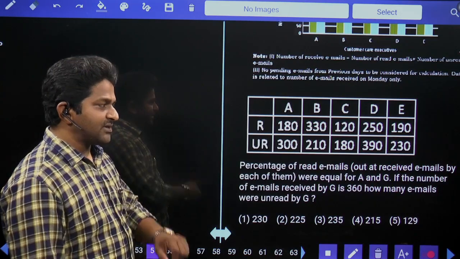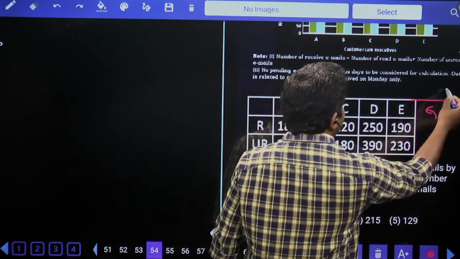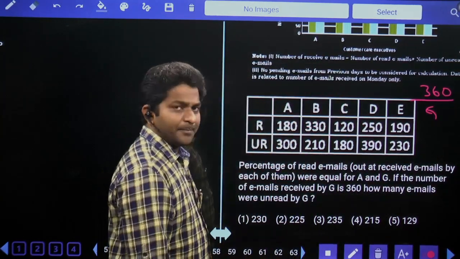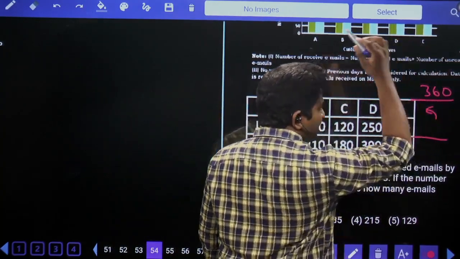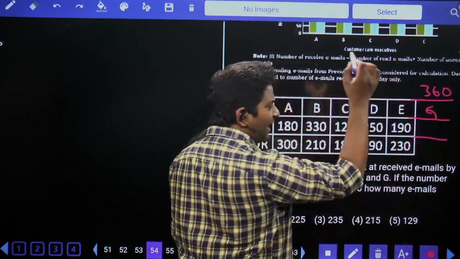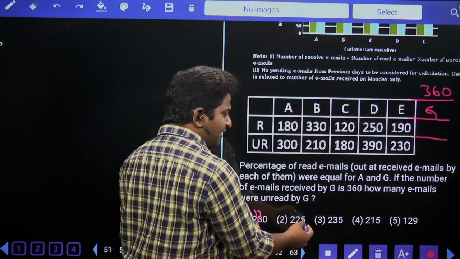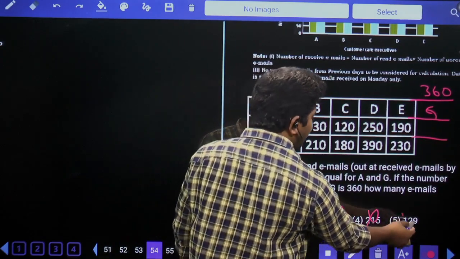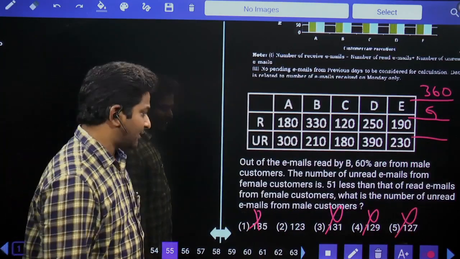Now for the previous question, there is one more logic that you can apply. G, total it is 360. Some percentage is followed for A and G. Whatever you follow, because 360 is a multiple of 9, read emails are going to be a multiple of 9 and unread are also going to be a multiple of 9. First option is not a multiple of 9, second is a multiple of 9. This may be your answer, hold it. Third, fourth and fifth options are not multiples of 9. There is only one multiple of 9, 225. Directly you can go for it.